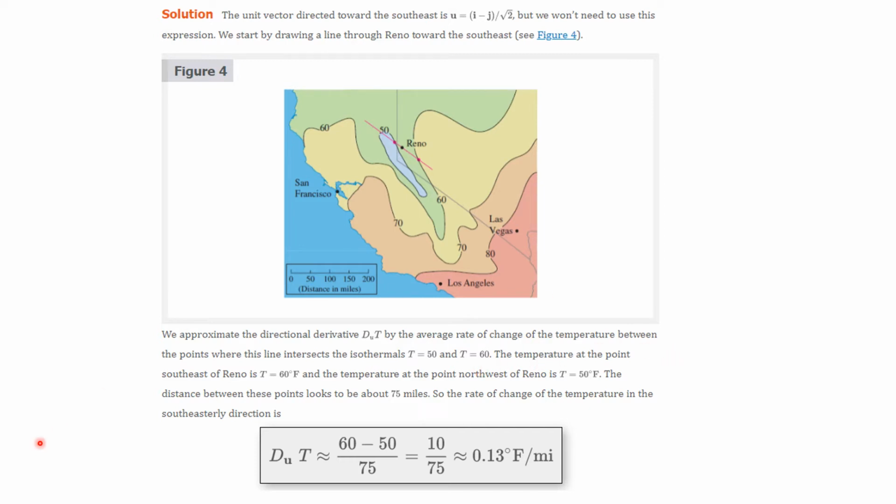And so we can say that the directional derivative in that u direction of T is approximately 60, which is the temperature in Reno, minus 50, the temperature at the point northwest of Reno, divided by the distance. And we're estimating the distance based on the scale to be 75 miles. And you see that this gradient, I don't want to call it gradient, I'll call it directional derivative, is 0.13 degrees Fahrenheit per mile.